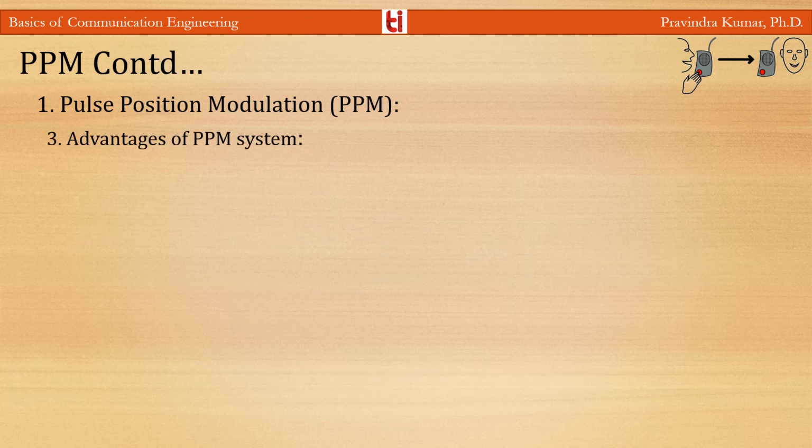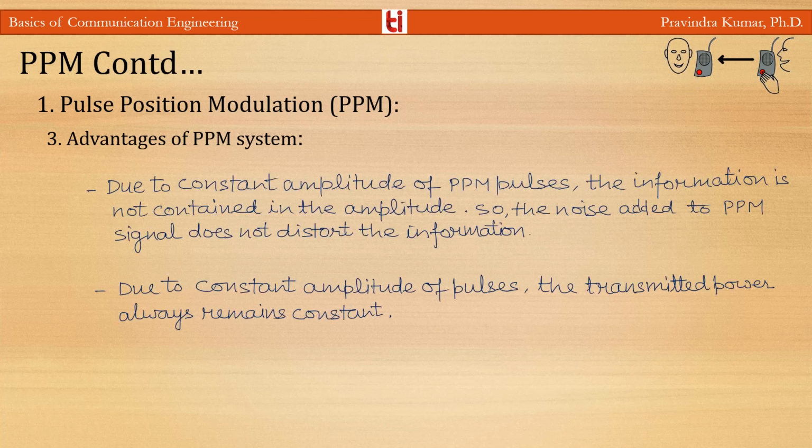Now, the advantages of PPM. Due to the constant amplitude of PPM pulses, the information is not contained in the amplitude. So the noise added to the PPM signal does not distort the information, and it has good noise immunity. Due to the constant amplitude of the pulses, the transmitted power always remains constant. It does not change as it does in PWM.